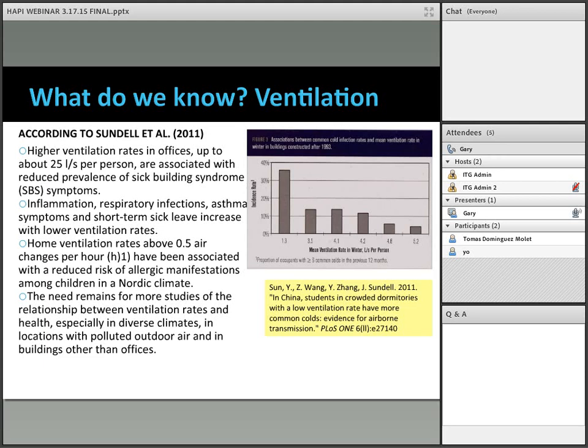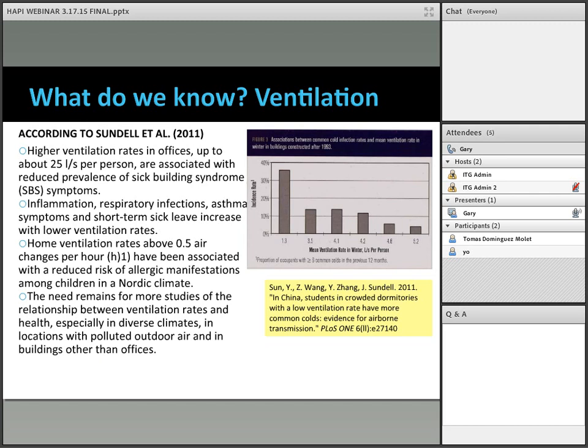I think it's worth explaining this study that our friends at Tsinghua University did. It was unique because of the housing situation for students. This was in a Chinese university looking at dormitories and associating low ventilation rates with a higher likelihood of transmitting the common cold. So higher prevalence of common colds, which makes sense, in crowded, poorly ventilated spaces.